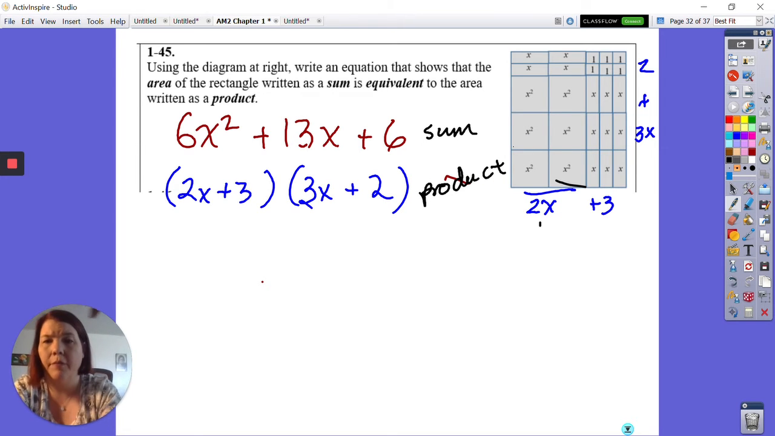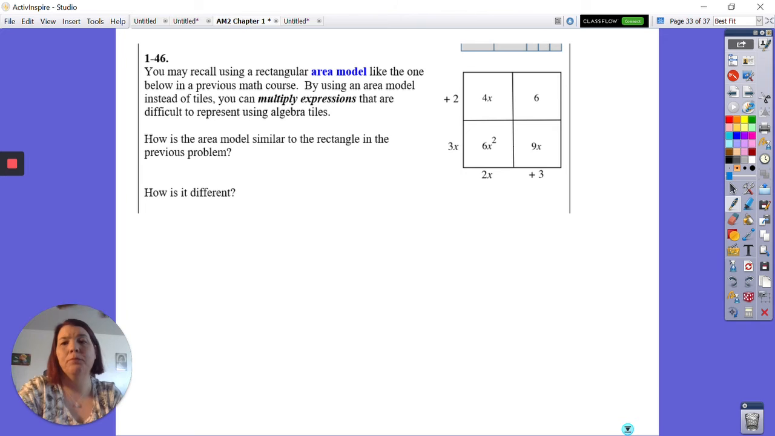And that's what we're looking for. Okay, next. You may recall using an area model like the one below in a previous math course. We tried to move on to these as well in Math 1. By using an area model instead of tiles, you can multiply expressions that are difficult to represent and get clunky and giant, and we don't want to.